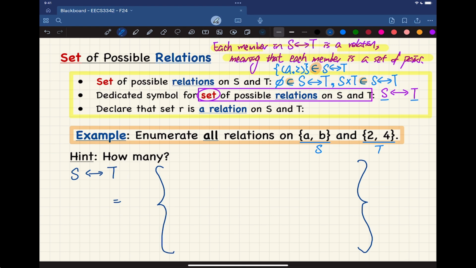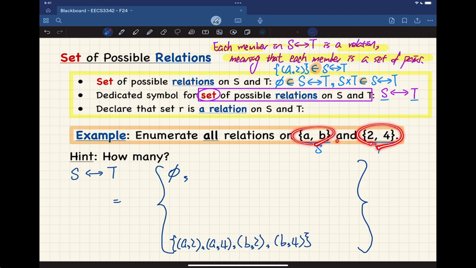Big set. The smallest relation in there is the empty relation. And the largest relation there is S cross product T. And let's just write them out. Why not? That one there is a relation of size 4, or cardinality 4. So I'll put it down. A2, A4, also B2, B4. Should be 4. Size 4, agree? Because the cardinality here is 2, the cardinality here is 2. 2 times 2 is 4. So that's good.